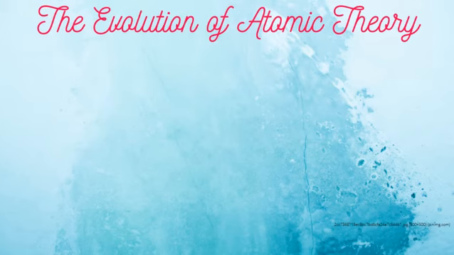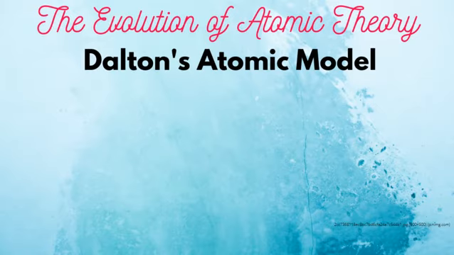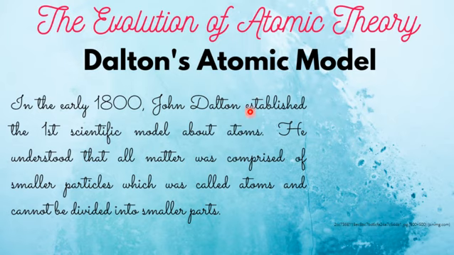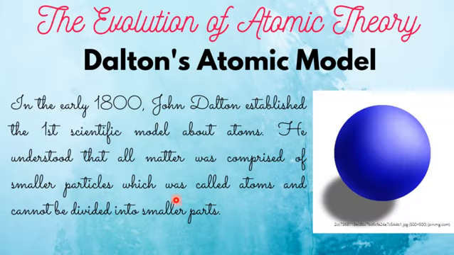There are several scientists in ancient times who studied atoms and they arrived at different theories on what the atom looks like and what particles are inside. So let us study those persons one by one. First in line is Dalton's atomic model. In the early 1800s, John Dalton established the first scientific model about atoms. He understood that all matter was comprised of small particles called atoms that cannot be divided into smaller parts. His theory about atoms looked like a billiard ball.